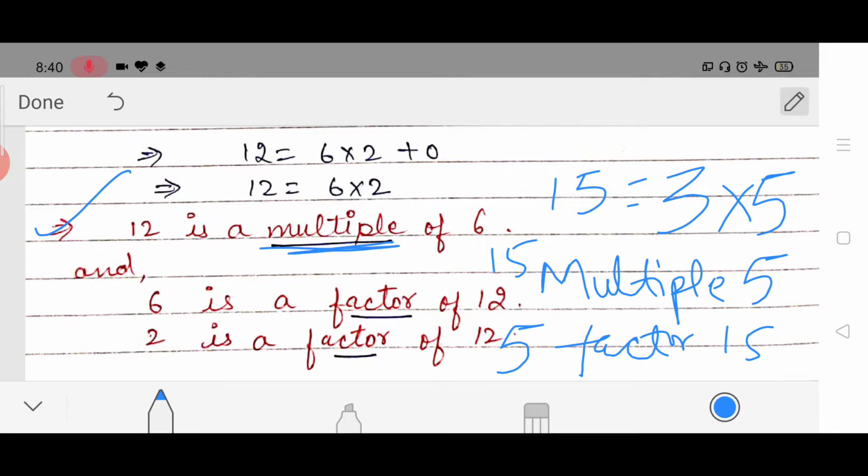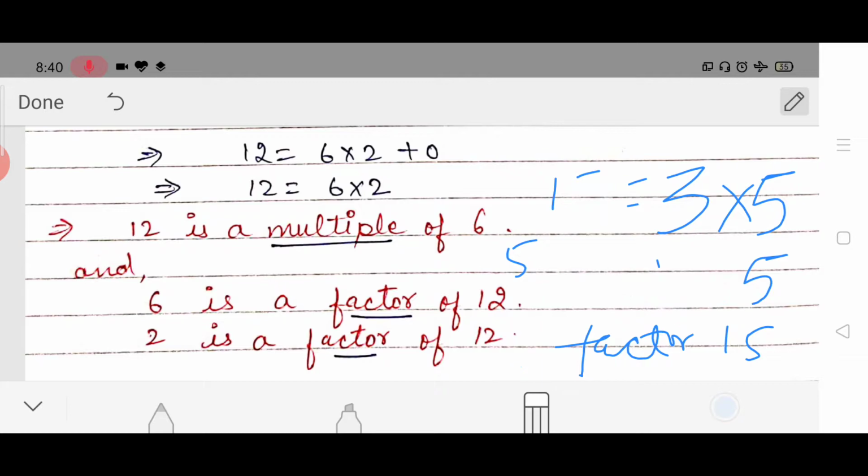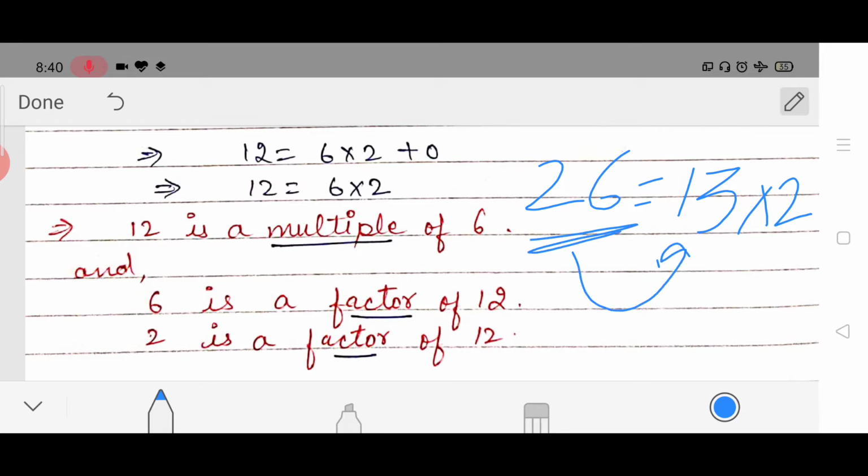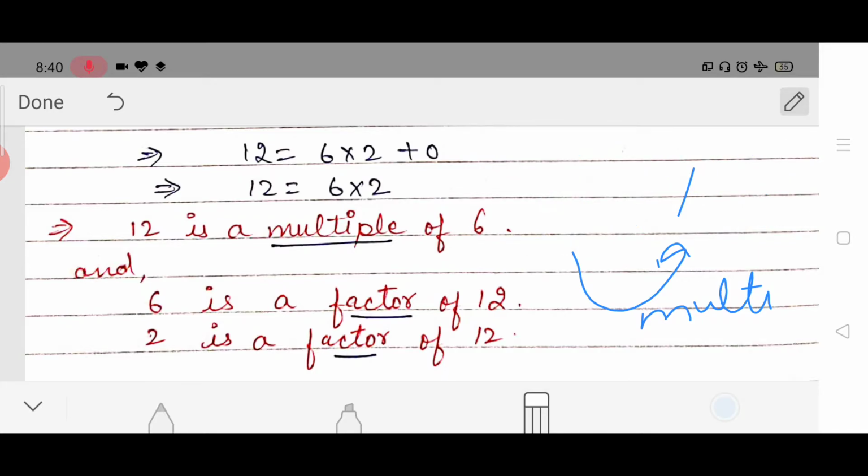First is multiple and second is factor. I hope this is clear. Now let us take one more example here, that is 26. 26 is equal to 13 into 2. So here we can say that 26 is a multiple of 13, but 13 is a factor of 26. Okay, so this was about multiple and factor.